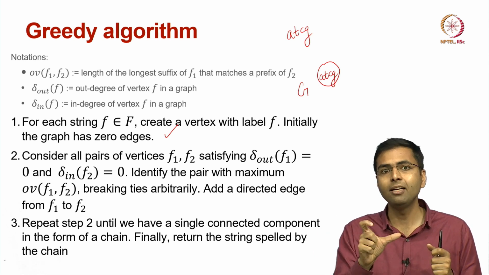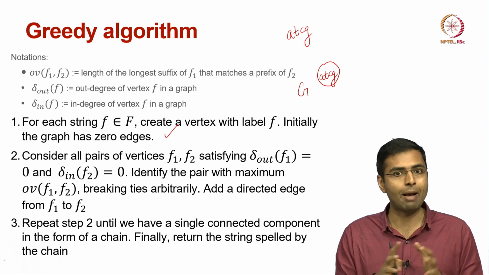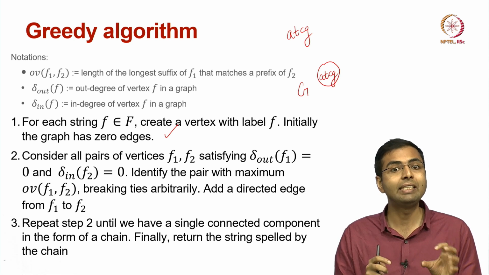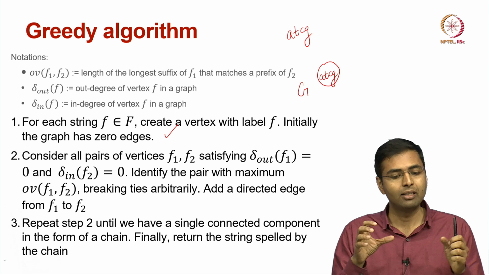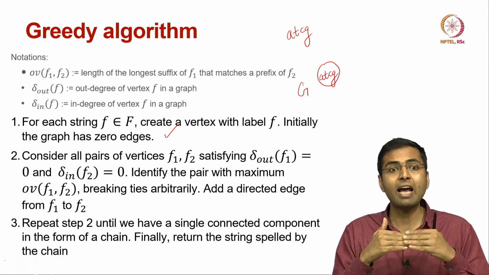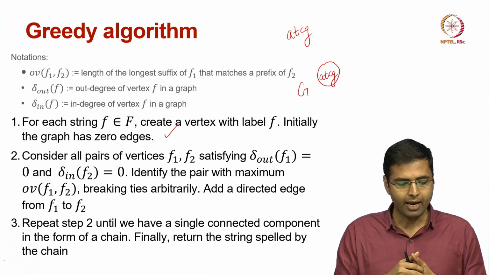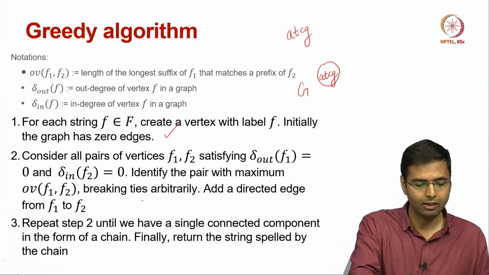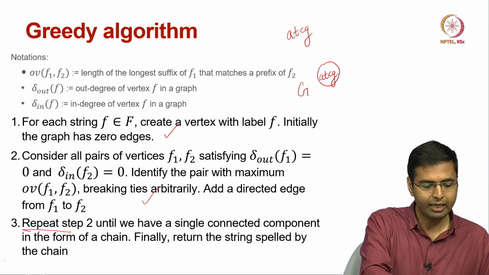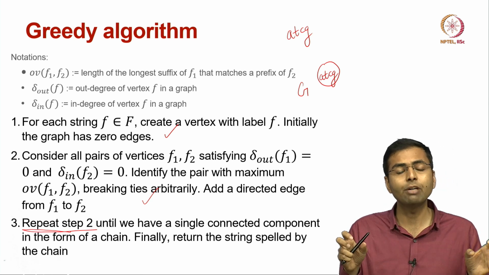So, this is the greedy part where I am looking for those pairs which have maximum overlap. Here I am making a greedy decision based on combining those vertices which have the maximum overlap. I will repeat this step. So, I will repeat this step 2 until we have a single connected component in the form of a chain.